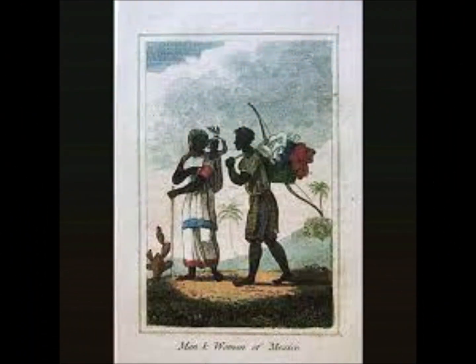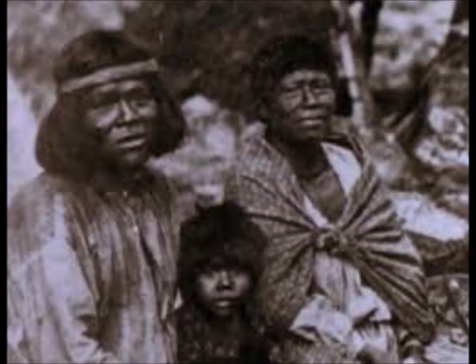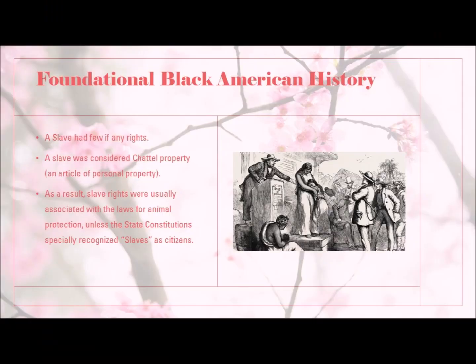A slave had few rights, if any. A slave was considered chattel property. Chattel property is what? Chattel property is an article of personal property, yes. Yes, foundational Black Americans were considered chattel property by their masters. As a result, slaves' rights were usually associated with the laws for animal protection, unless the state constitution specifically recognized slaves as citizens, which most constitutions didn't.